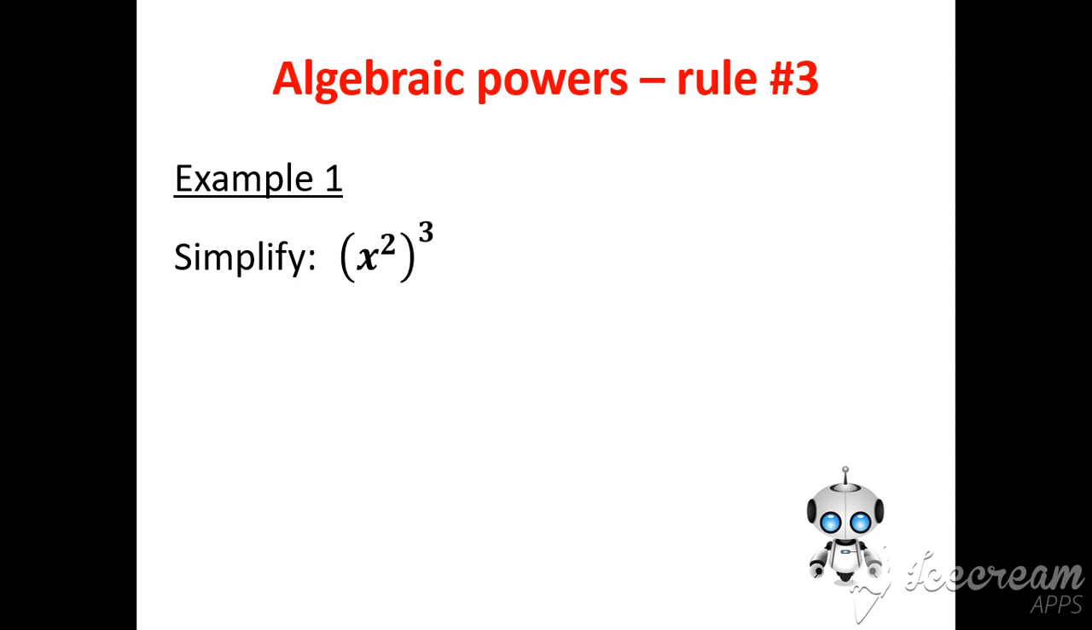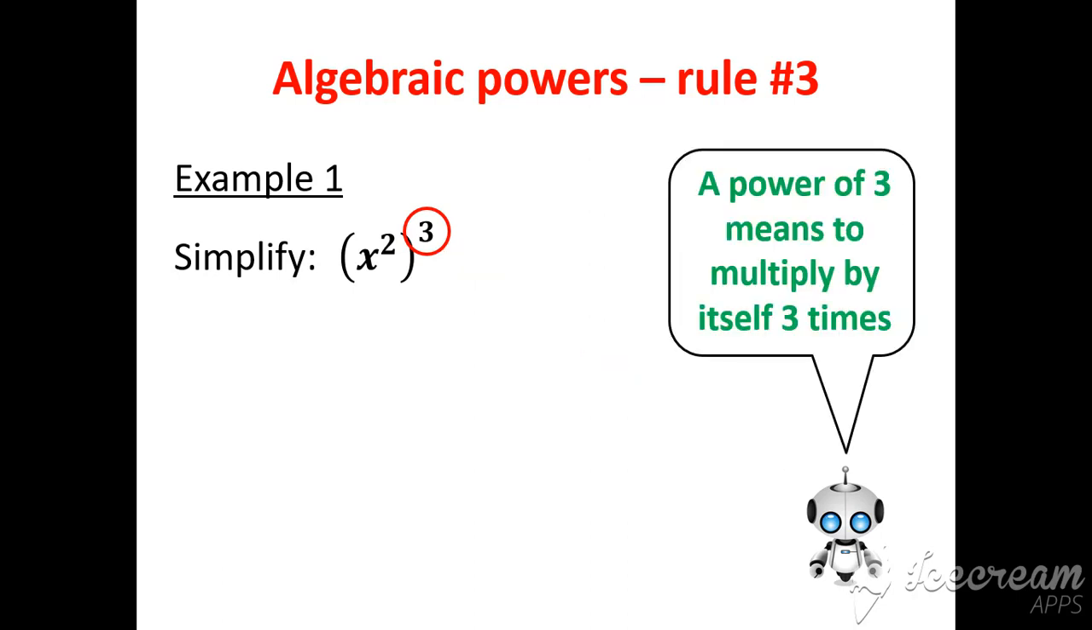Let's simplify this expression. Inside brackets, we have x squared, and we're raising that all to the power of 3. Now, the power of 3 here means we're going to take whatever's inside the brackets and multiply it by itself 3 times. So inside the brackets, we have an x squared. So we're going to go x squared times x squared times x squared. That's what a power of 3 means, multiplied by itself 3 times.